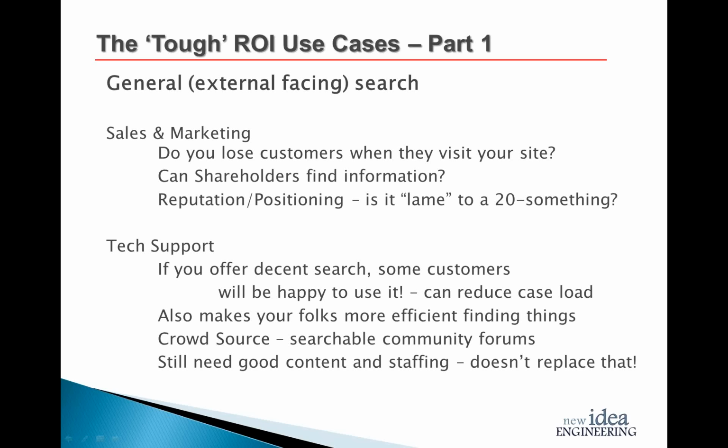Also, it makes your people more efficient finding things. That's a soft one, but if I'm looking for a paper that was done last year and I can find it, that saves me a little while. So it's really a soft ROI because I can't tell you how much money we saved, but how long would it take if your CEO can't find his resume online?